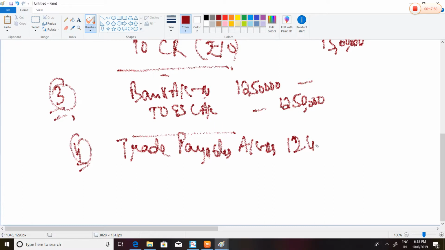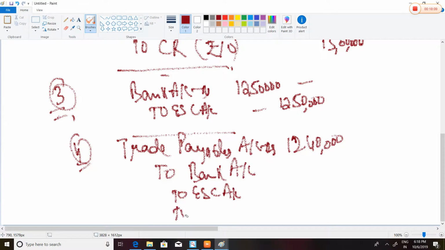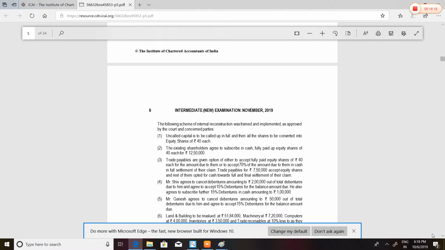To bank account, to equity share capital account, to capital reduction. They said that 7 lakh 50,000 accepted equity shares.